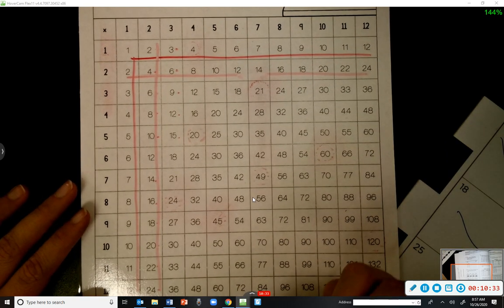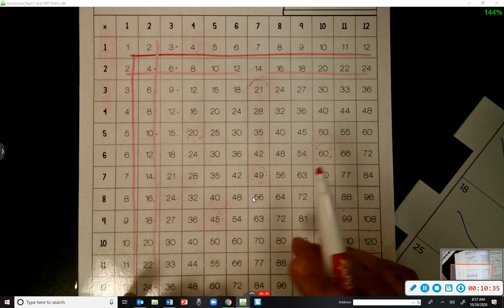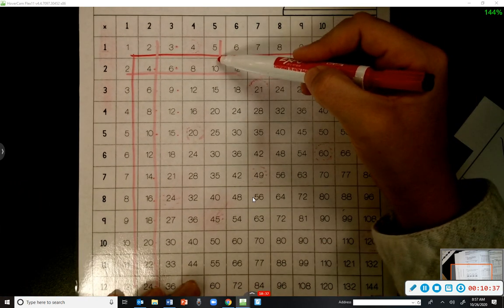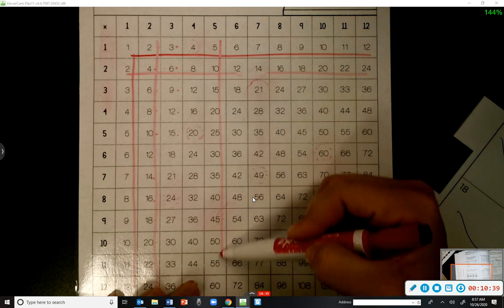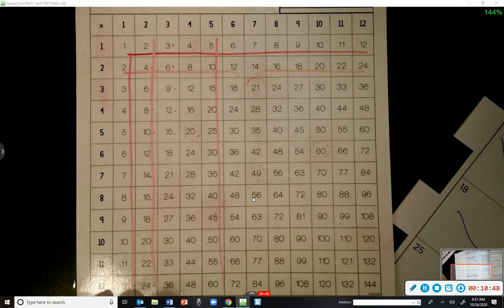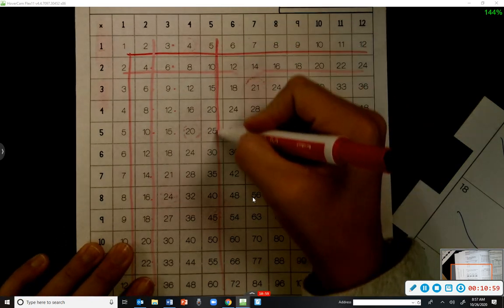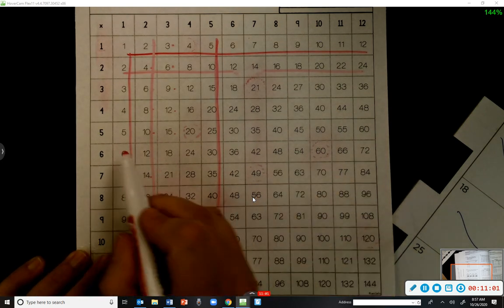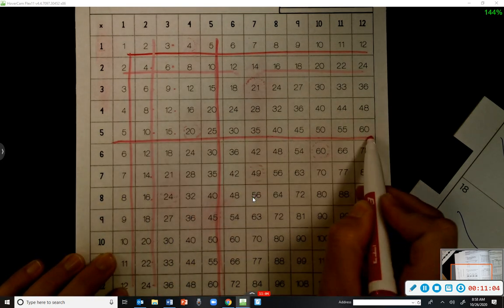Okay, now let's go to the 5s. What do you notice about the 5s? Okay, thank you, Evangeline, for raising your hand. What is it doing? You're counting by 5s. Raise your hand if you can count by 5s. Okay, so there's all the facts that you know too. You know your 5s because you can skip count by 5s. So we know all of this row and all of the 5s going across.